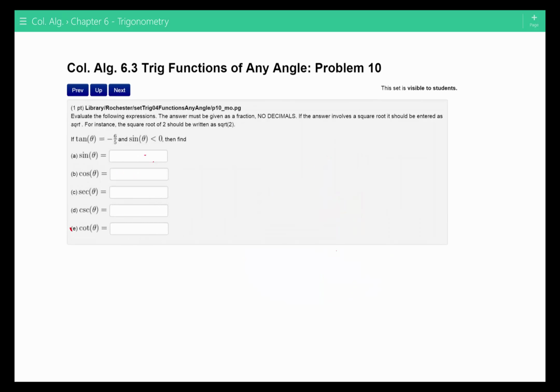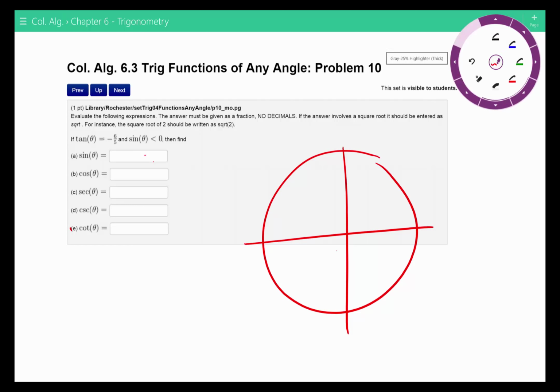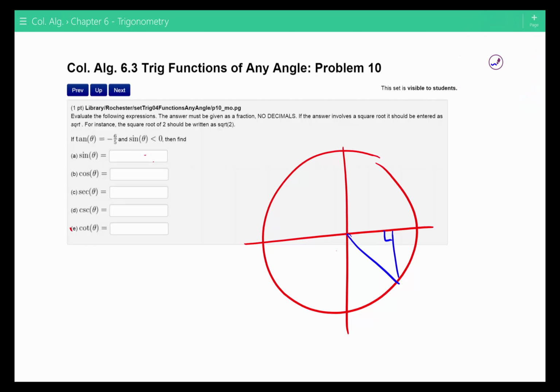Okay, the next problem is problem 10. It once again gives us some information, so I'm going to draw a reference triangle with that information. Mine says the sine is negative, and the tangent's negative, that means the cosine must be positive because tangent is sine over cosine. So if the sine's negative, the cosine must be positive in order to get a negative. So that means that the cosine's positive, sine's negative. My reference triangle is going to be in the fourth quadrant then, where the x is positive for cosine and the y is negative for sine.